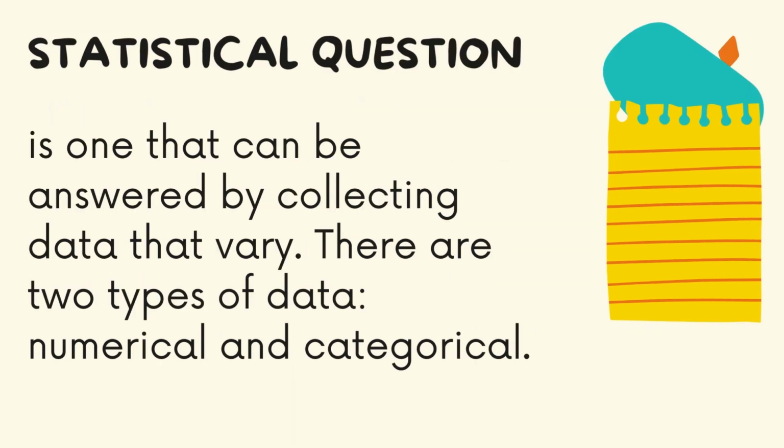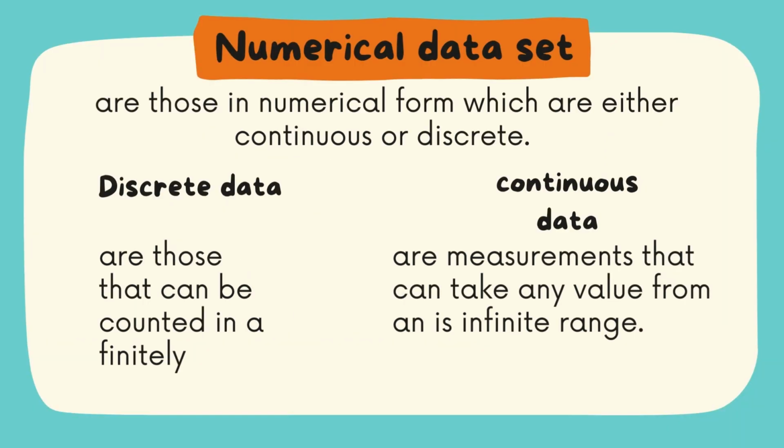A statistical question is one that can be answered by collecting data that vary. There are two types of data, numerical and categorical. Numerical datasets are those in numerical form, which are either continuous or discrete. Discrete data are those that can be counted. Continuous data are measurements that can take any value from an infinite range.